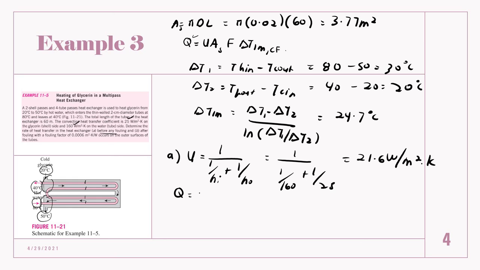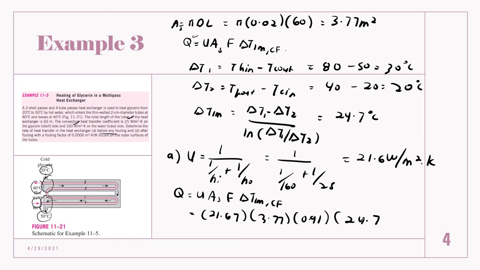So now Q is equal to U A s F delta T LM counter flow. U is 21.67 times 3.77 times 0.9 from just now, and 24.7. You will get 1830 watt for case A.